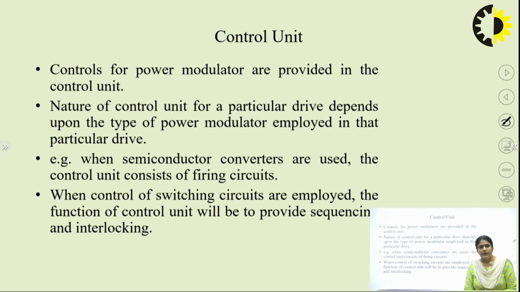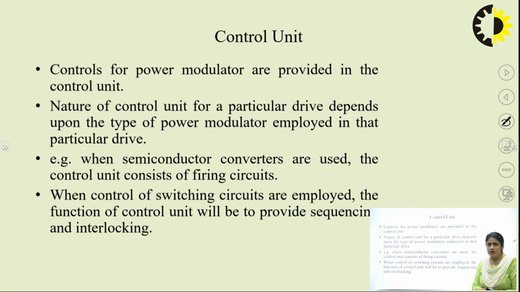The third part is the control unit. The control of the power modulator is provided in the control unit. The nature of the control unit for a particular drive depends upon the type of power modulator employed in that drive. For example, when semiconductor converters are used, the control unit could be a firing circuit. Suppose an AC to DC converter or a DC to AC inverter is made up of thyristor devices. By changing the firing angle, you can control the flow of power.